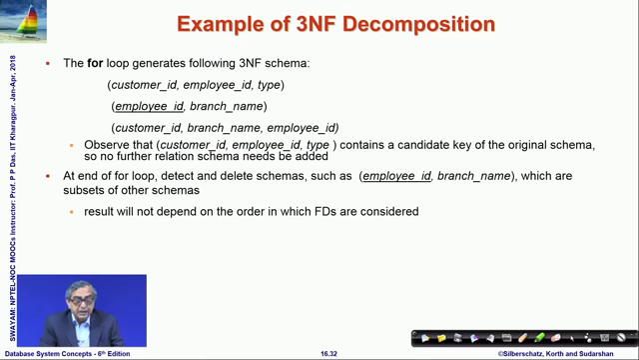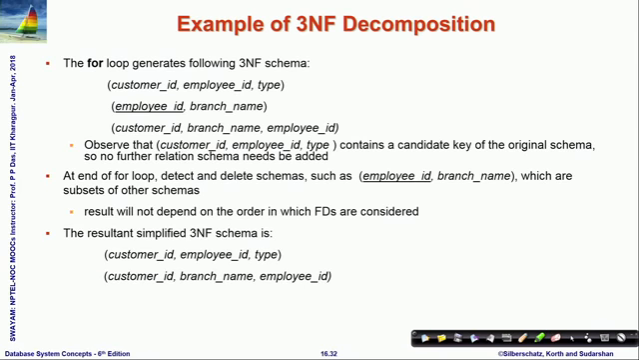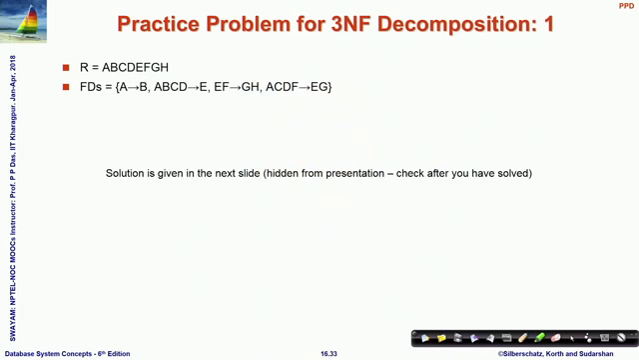So, this is stated in terms of the detailed algorithm, but you can say that the employee ID and branch name relation, the second relation in the decomposition, is actually a subset of the third relation. So, you can remove that as well. So, you will be left with only 2 relations in this decomposed schema, both of which are in third normal form, and this decomposition has guaranteed you lossless join and dependency preservation.